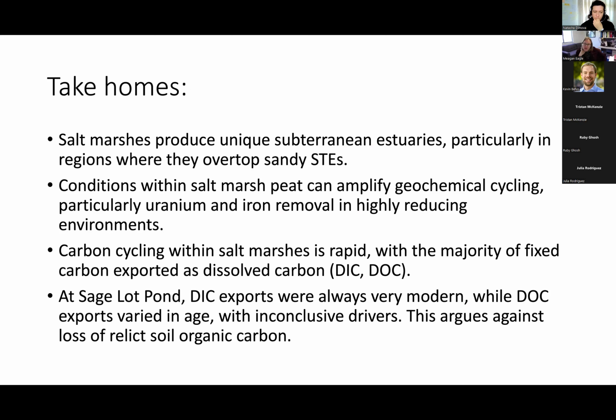The carbon cycling is really rapid and it's young. And we're exporting the vast majority of the carbon that's brought into the system via photosynthesis and lateral exchange. Burial is not the main fate. Local burial is not the main fate. And our DIC exports were always modern, while DOC varied, and I'm not sure what's driving the DOC age. So that's what I have for you today. I would be happy to take any questions or discuss any of that.